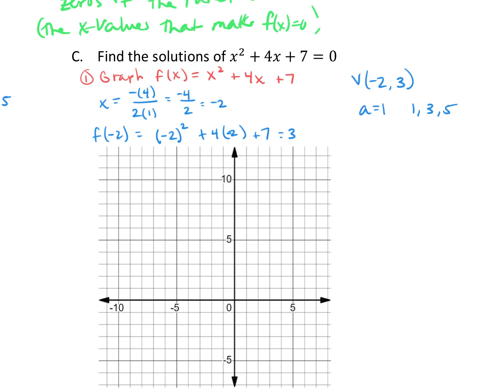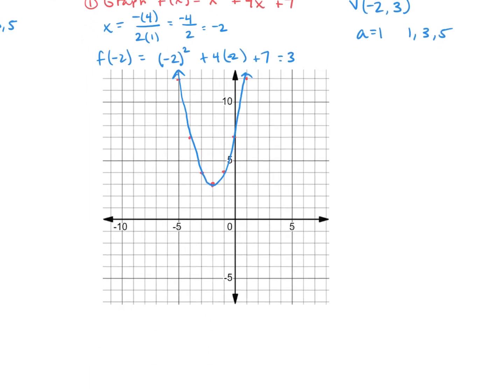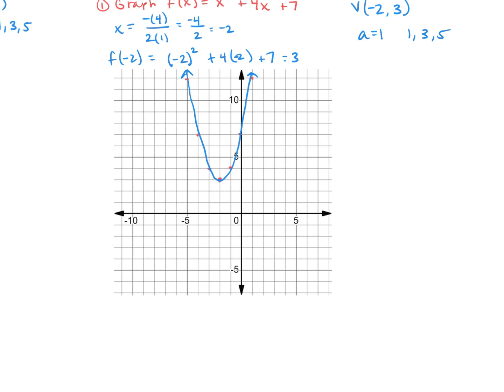Now we go down to our graph, and we're going to start by plotting the vertex at negative 2, 3. And then our a value gave us that 1, 3, 5 pattern. So up 1 to the right 1, up 3 to the right 1, up 5 to the right 1, and then let's get the reflected points. We can sketch in our parabola. And now we can look at our graph to identify any solutions. So those solutions are going to be any x-intercepts.